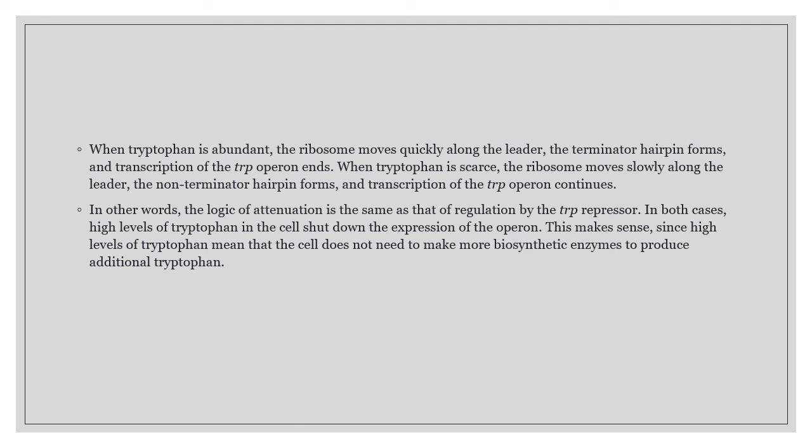So when tryptophan is abundant, the ribosome moves quickly along the leader sequence and the terminator hairpin forms and the transcription of the tryptophan operon ends. When tryptophan is scarce, the ribosome moves slowly along the leader and the transcription of the tryptophan operon continues. So in other words, the logic of attenuation is the same as that of the regulation by the TRP repressor. In both cases, the high levels of tryptophan in the cell shut down the expression of the operon. So this makes sense because high levels of tryptophan mean that the cell does not have to make more tryptophan.